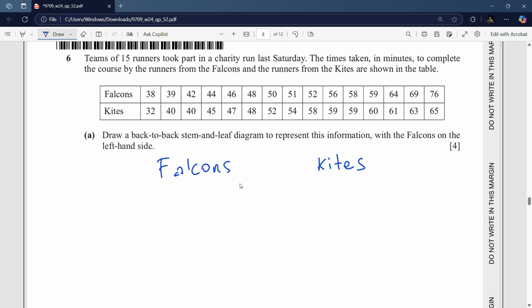When you are drawing a stem and leaf diagram, the first thing we should look for is the least value among the runners. Okay, so we have 32, I think this is the minimum value, and we have 76. So the values start with 30s and end with 70s. So we have 3, 4, 5, 6, 7. Okay, let's do this.